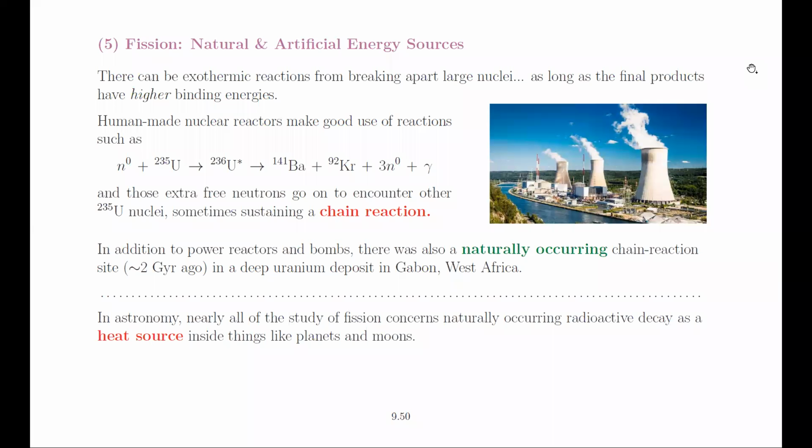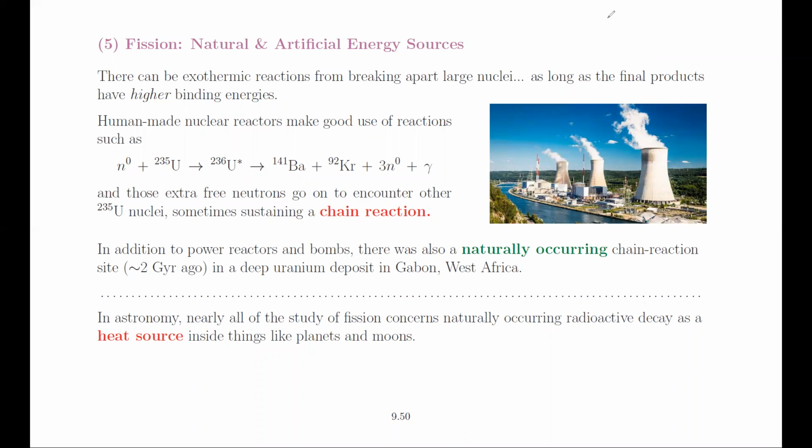Okay, we spent a lot of time talking about nuclear fusion because it's such an important thing in astronomy, the source of all the light we see from stars. I'd like to say just a little bit more about nuclear fission, right? That's the other process that can create energy by nuclear reactions.